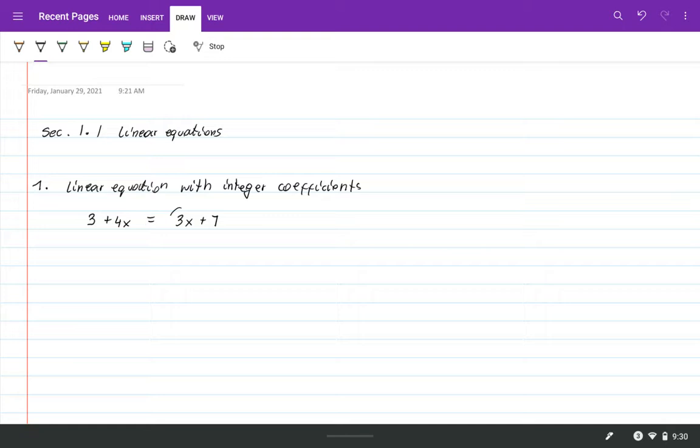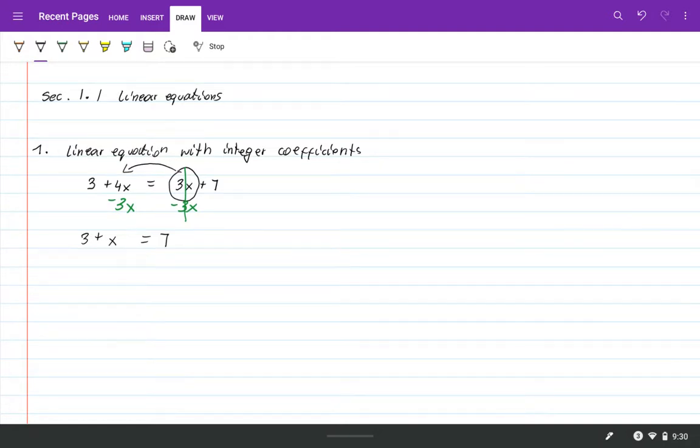So step number 1 will be, I want to move that 3x to the left side of the equation. Since you see positive 3x, always use the opposite when you move things around in the equation. So opposite of 3x is negative 3x. Which technically what we do, we're subtracting 3x from both sides of the equation. So now on the left side we have 3 plus 1x, because 4x minus 3x will give us x, equals 7.